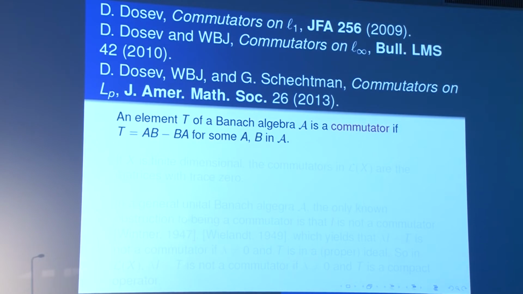So the second old problem I want to discuss involves another one of my PhD students, a much more recent one, Detlef Dosev, and my very frequent collaborator, Gideon Schechtman, whose name will come up a few times in this talk. And in this, we were looking at commutators in the bounded linear operators on classical Banach spaces, and particularly in little l1, in little l infinity, and on Lp of the unit interval for, say, p finite.